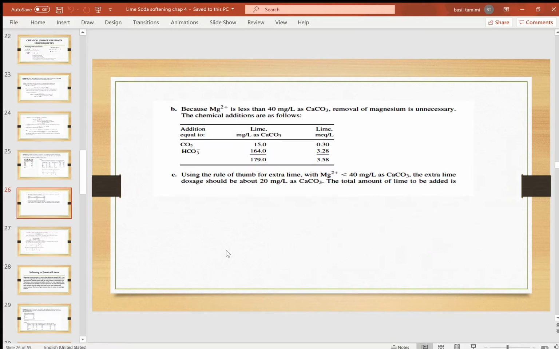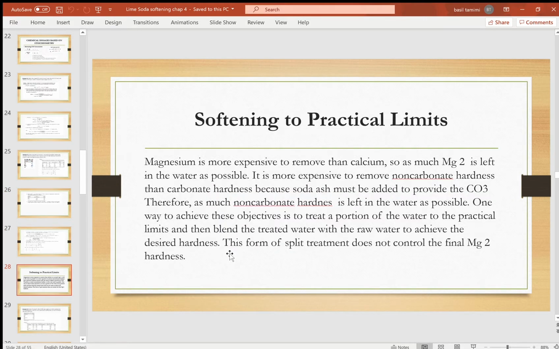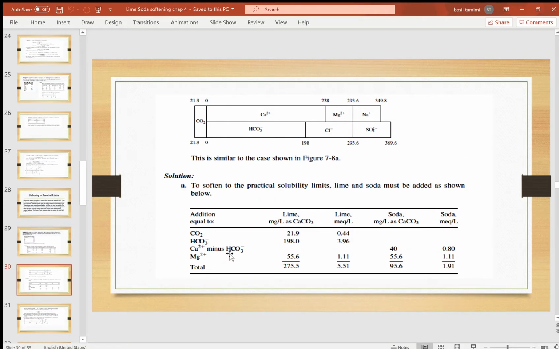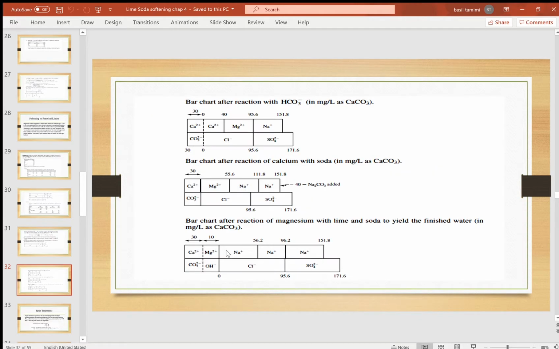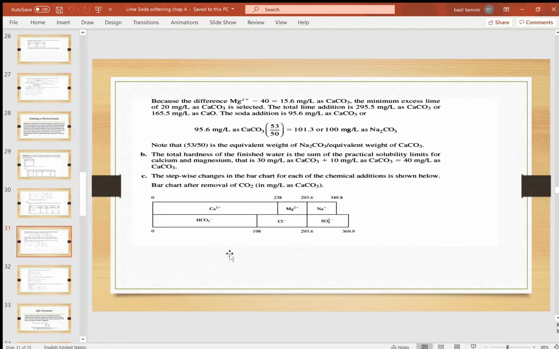Okay, this is an example that we have done last time, so I will skip it. Just one comment that I need to stress on. It is this discussion we had last time for the 30 and 10 milligram per liter.